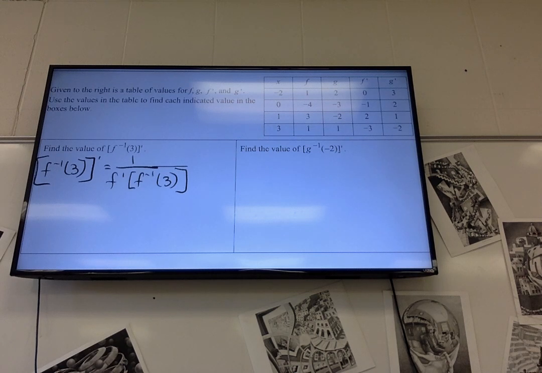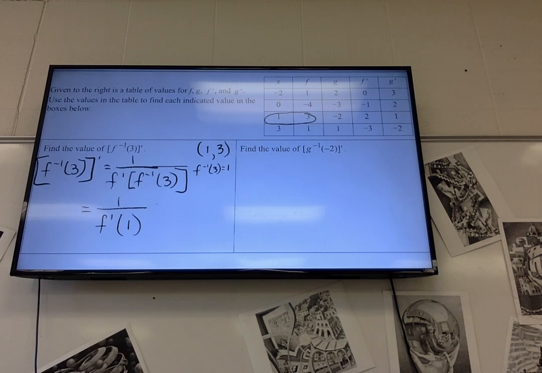f inverse of 3 means, basically, the y is 3. So we got to find the x. So y is 3, right? So the x is 1. So f inverse of 3 is 1. I just used the table. Right there. Nope, didn't do a bunch of math on this one. I just used the table. We love tables.